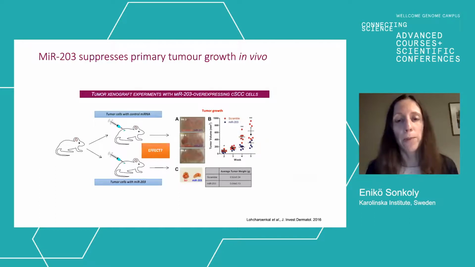So what would happen if we would substitute this missing miR-203 in the tumors? Would that have any effect on the tumor growth? And this is the question that we asked. We performed animal experiments to answer that with tumor cells, squamous cell carcinoma cells overexpressing miR-203. So these cells, as well as control cells, were injected into immunodeficient mice in a xenograft model. And what we saw was that forced overexpression of miR-203 in the squamous cell carcinoma cells led to smaller tumors. They had both lower weight and lower tumor volume.